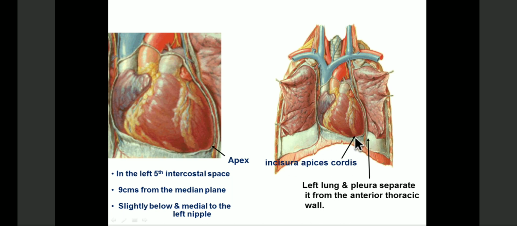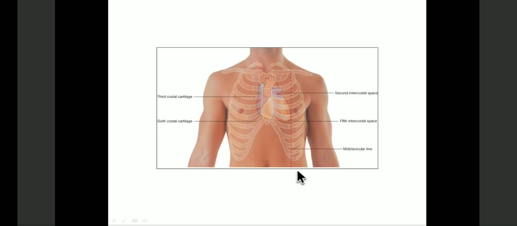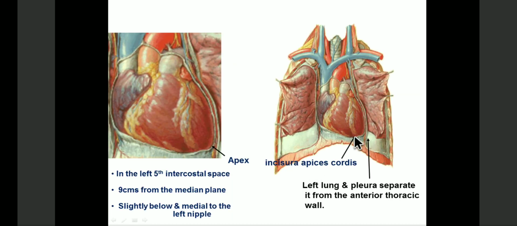There's another depression which you can identify just medial to the apex, that is the incisura apicis cordis. Basically, it's just where the anterior interventricular groove is continuous posteriorly with the posterior interventricular groove. This is the point where the two ventricles are separated. So it's seen as a small notch or a small depression, 3 to 4 centimeters medial to the apex.